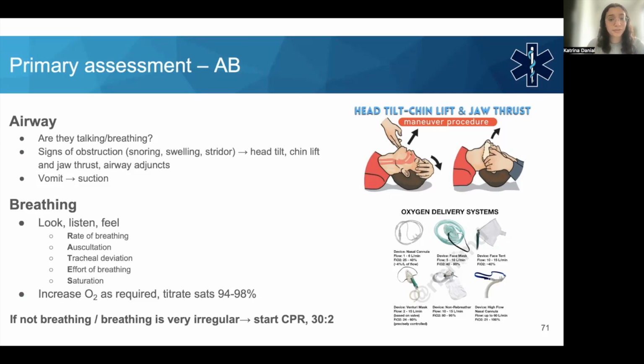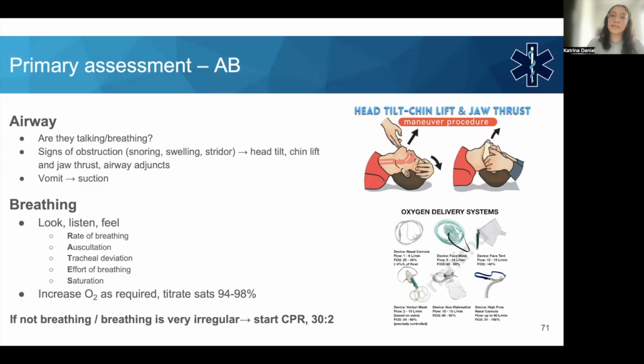Then breathing. First step, are they breathing? So the ways that you can check if they're breathing is to follow RATE: R, like their respiratory rate. A, have a listen to their lungs. T, check if their trachea is deviated. E, check their effort. For example, are they overdosed on medication like opioids to the point where they have respiratory depression and their breathing is not very regular at all?